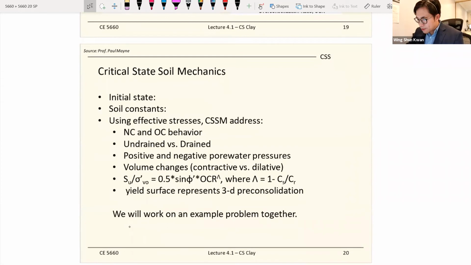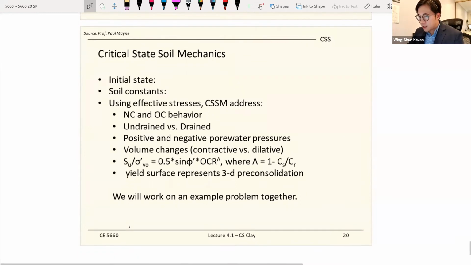So to wrap this up, I don't think I need to repeat it. This is pretty much what we have been talking about: the initial state. This is repeating some of the previous slides, so I don't want to spend the time to repeat this. But if you go back to the previous slides, you will find the same information.